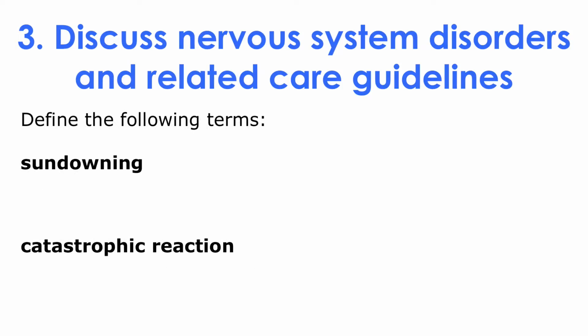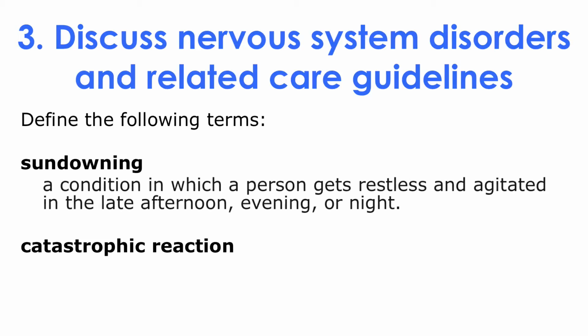Now, sundowning, catastrophic reaction. Sundowning is that condition in which a person gets restless and agitated in the late afternoon, evenings, or nights. So nobody really fully knows the reason for sundowning. Some people say it's the moon that causes it, because there's that gravity pull that happens, or it's the low tide or the high tide or whatever. But that's pretty much what they say about sundowning.